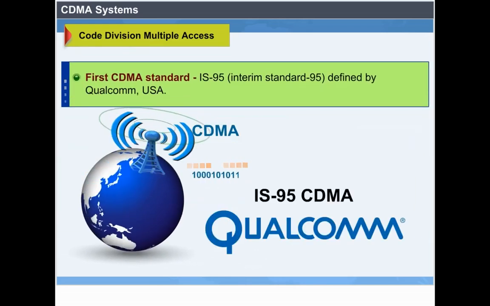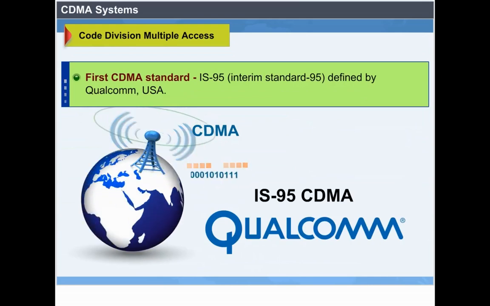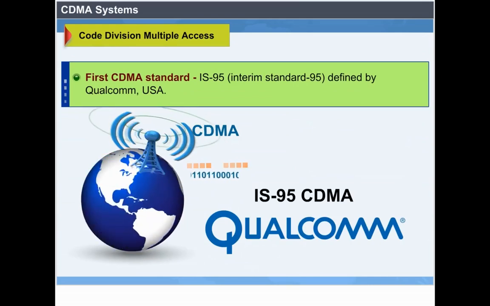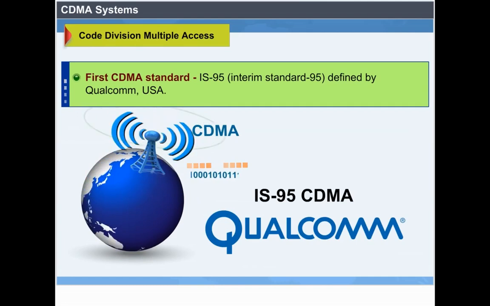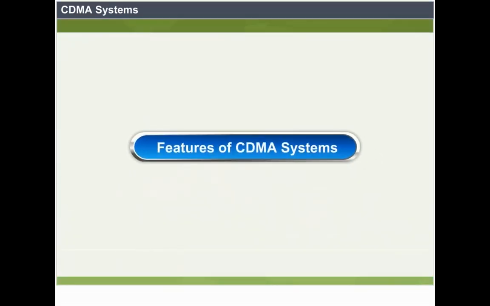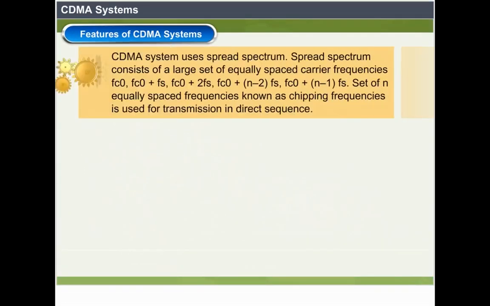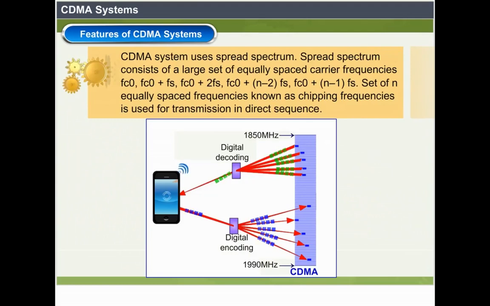The first CDMA standard, IS-95, Interim Standard 95, was defined by Qualcomm USA. Features of CDMA systems: a CDMA system uses spread spectrum.